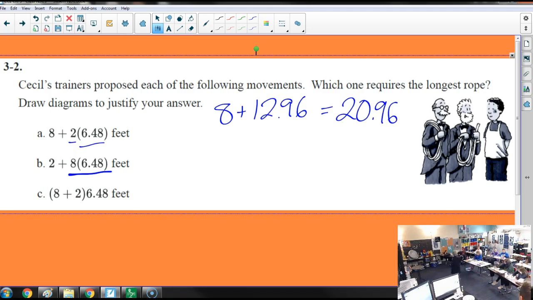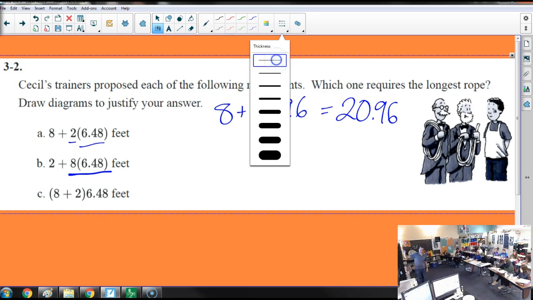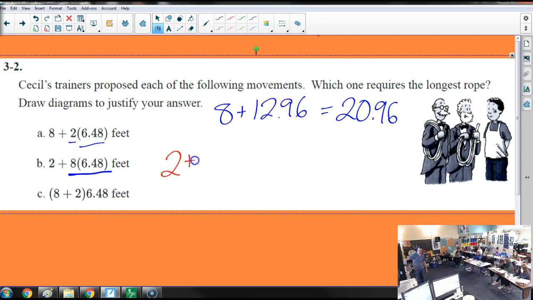I see Callie's got a calculator, right? Callie, you want to be really nice and just tell us what 8 times 6.48 comes out to be? 8 times 6.48 is 51.84. Thank you very much.